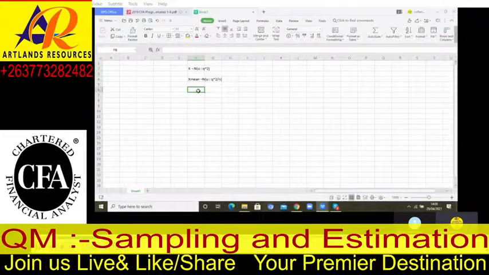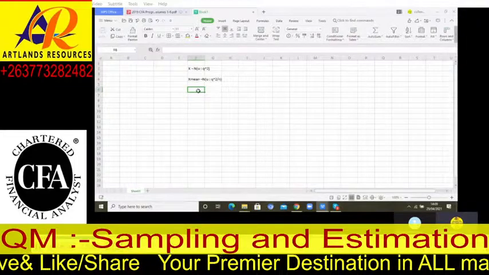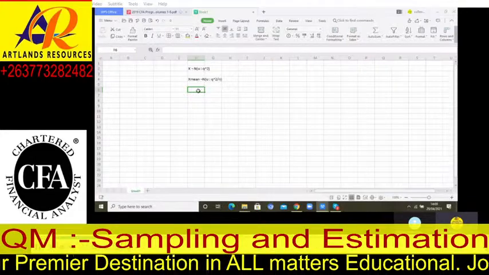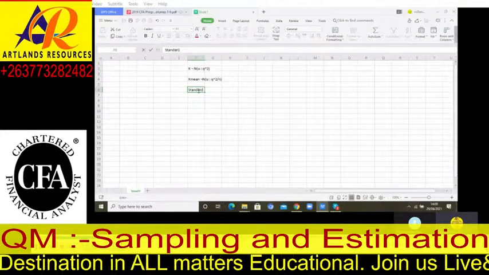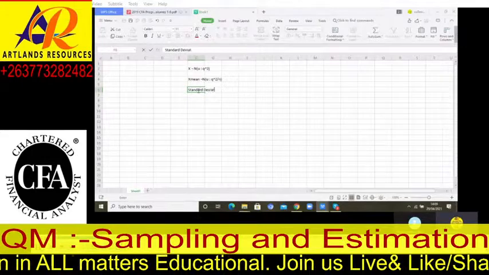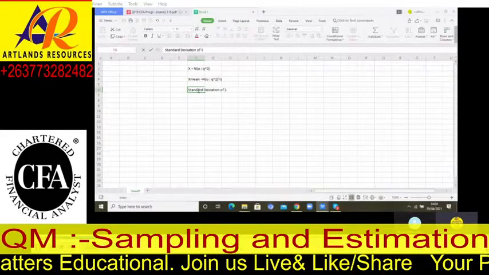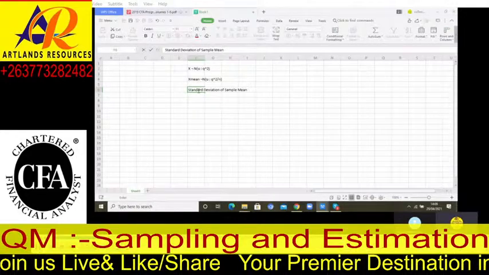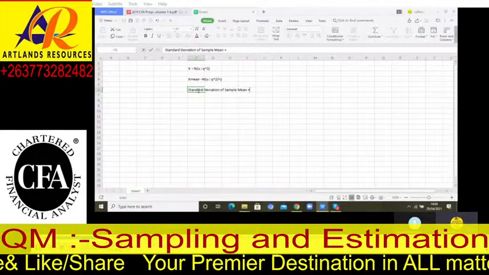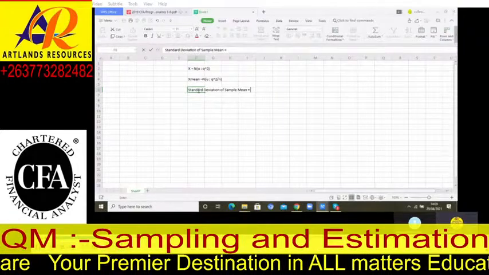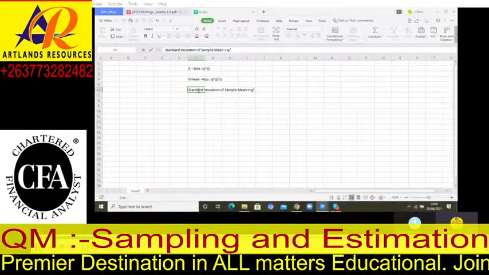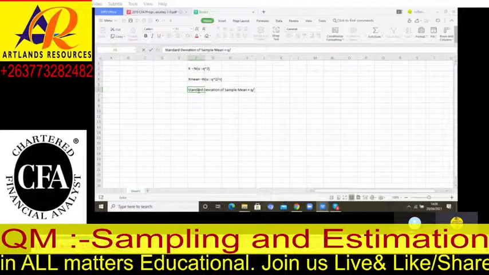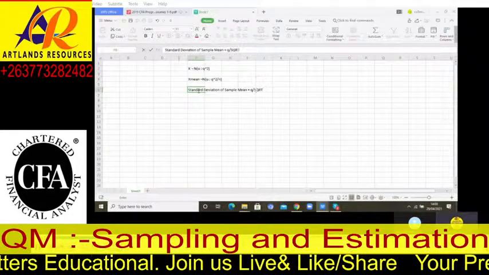So if you recall that standard deviation is the square root of variance, it will therefore mean that the standard deviation of the sample mean, you calculate as the square root of variance. So it will be equal to q over the square root of n.